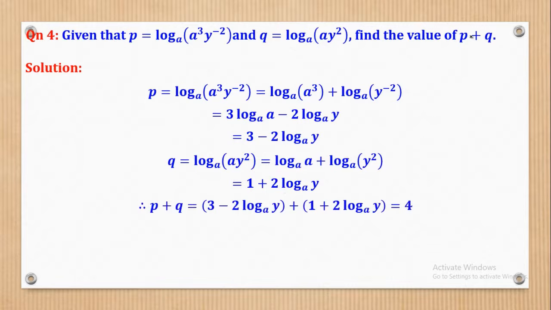Therefore, we are told to get the value of p plus q, so come and substitute for p here and for q here and simplify. So when you simplify, you realize that the whole of this can cancel with this, and you remain with 3 plus 1, which is 4.